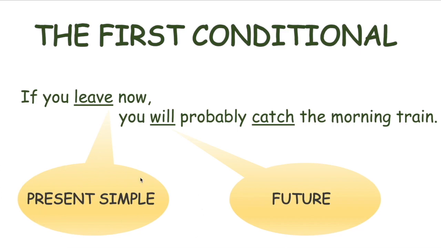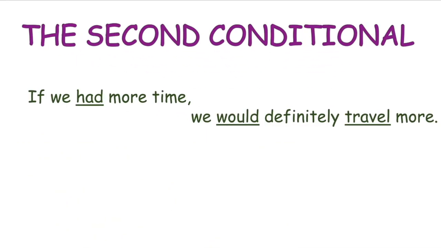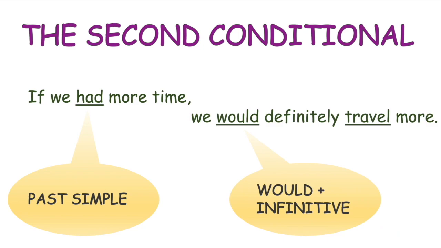Now, the second conditional, on the other hand, expresses two actions that are not very likely to happen. They are almost impossible to happen in the future. If we had more time, we would definitely travel more. But we don't have, do we? We have to work as well and do other things. So in the if clause, we use past simple to symbolize exactly this, the fact that we don't really have enough time to travel. And in the main clause, we use would and infinitive. The infinitive here is travel.